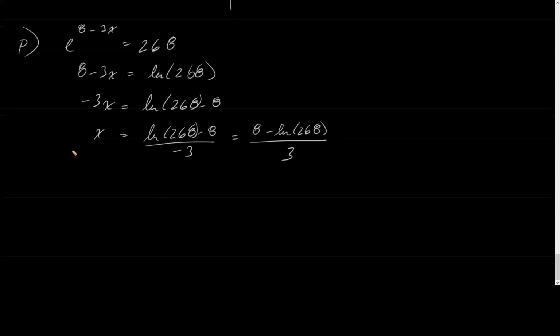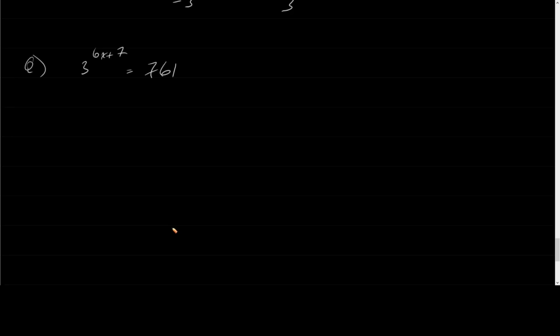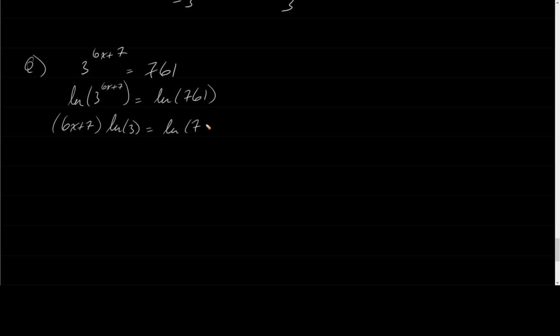Q. Let's do something similar to this one. So if I had something like 3 to the 6x plus 7 is equal to 761. Well, the very first thing I'm going to do here is take ln of both sides. So I'll write it all out. ln of 3 to the 6x plus 7 is equal to ln of 761, which tells me that 6x plus 7 times ln of 3 is equal to ln of 761. Dividing both sides by ln of 3, 6x plus 7 is equal to ln of 761 over ln of 3.